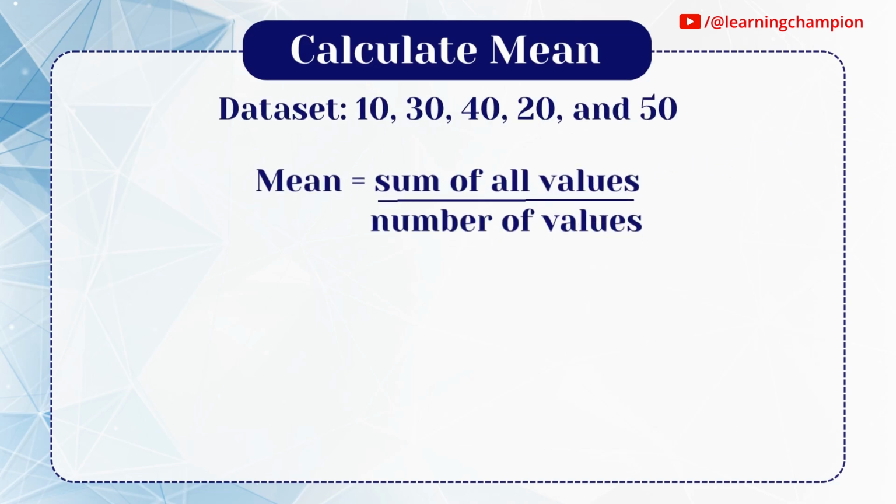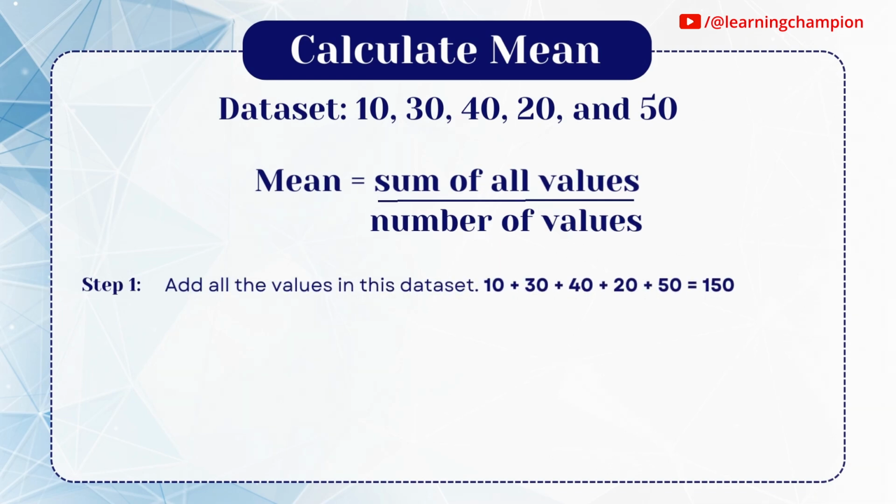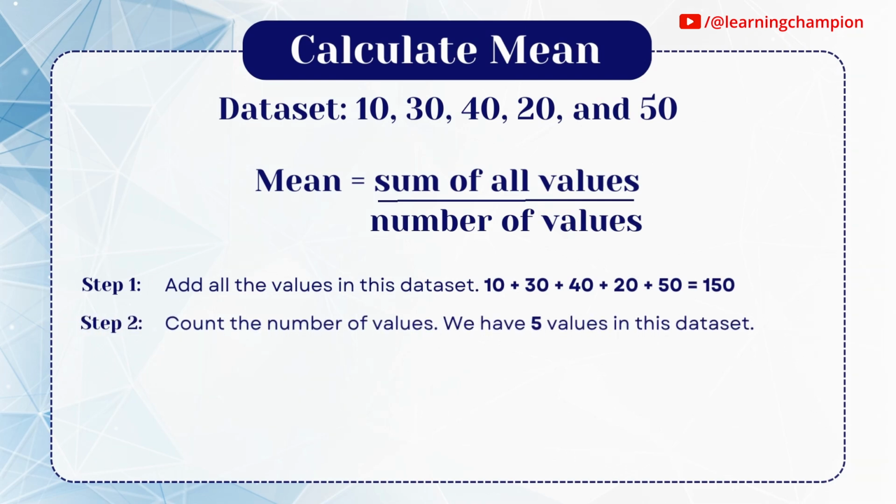Since mean is calculated by adding all the individual values in a dataset and dividing it by the total number of values, hence, step 1 is to add all the values in the dataset, which is 150. Step 2 is to count the number of values. We have 5 values in this dataset.